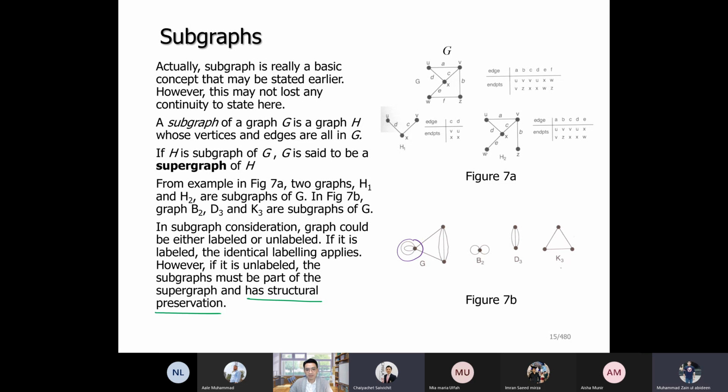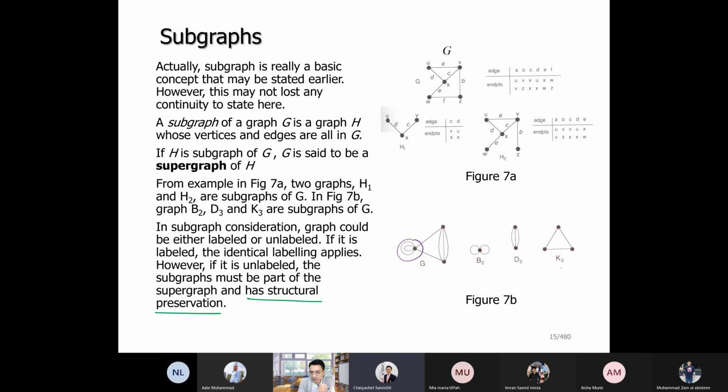Professor? Yes. We can say B2 as B4 because in the previous lecture you mentioned that the self loop is counted as 2. 1 plus 1, 2. What do you mean? Sorry. Self loop is considered as counted 2 times. 1 plus 1, 2. So in that case, it could be 4 because of 2 self loops.